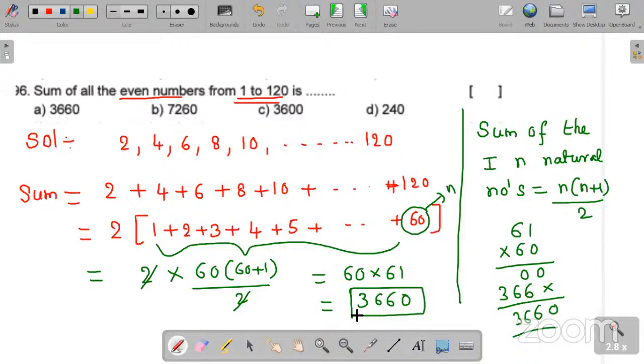I hope you might have got it now. Whenever you are asked to find the sum of the first n natural numbers, you write it down in a very clear manner: the sum of the first n natural numbers is given by n into n plus 1 by 2. This is the beautiful formula. You need to apply it.